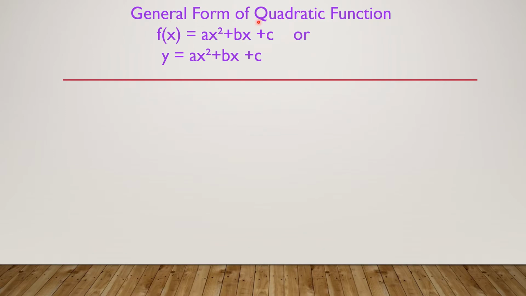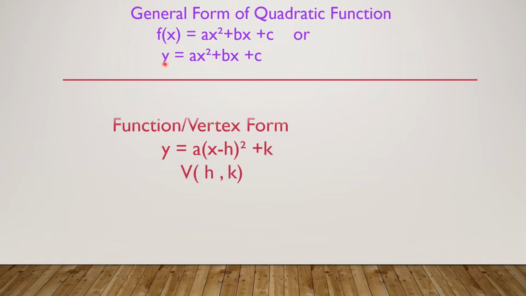The general form of a quadratic function is f of x is equal to ax squared plus bx plus c, or y is equal to ax squared plus bx plus c. So you can change f of x to y. And the standard form of a quadratic function, or vertex form, is y is equal to a times the quantity x minus h squared plus k, wherein (h, k) is the vertex.